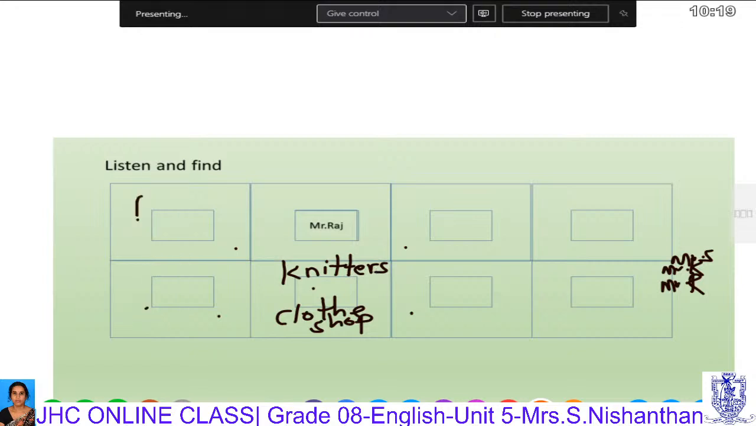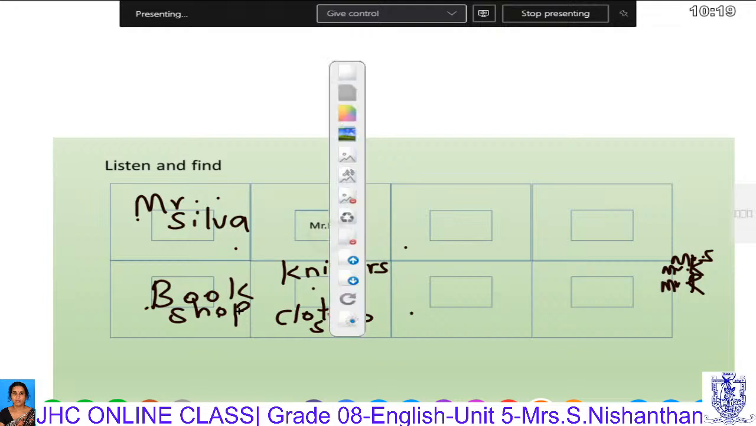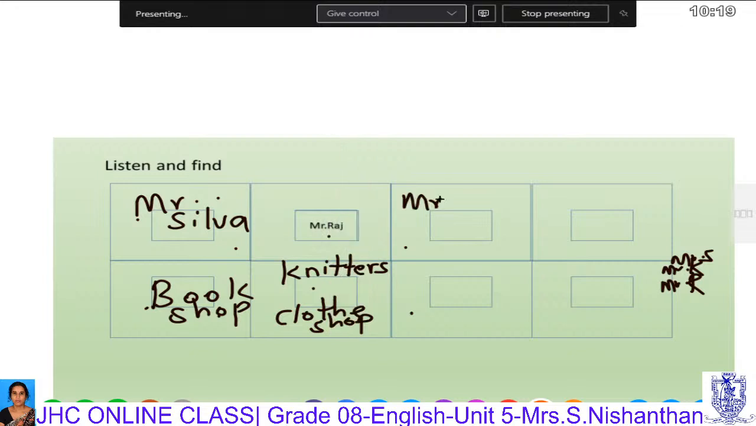So this one is Mr. Silva's flat. And it is the bookshop. This is the bookshop. Right. Mr. Raj lives in between Mr. Silva's and Mr. Kumar's flat. So he is living between Silva and Kumar. So this is Mr. Kumar's flat. Right. The cobbler's shoe shop is below the flat where Mr. Kumar lives. Right. This is the cobbler's. This is the shoe shop.